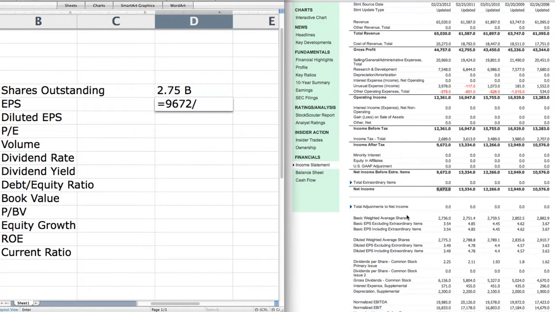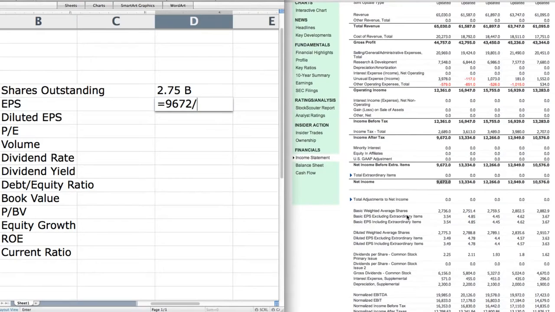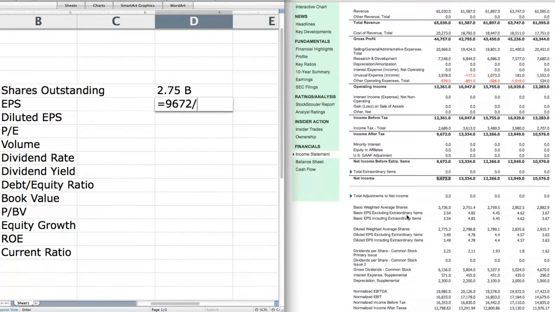So I have to go down and look at how many shares outstanding there are for this company. Here's the basic weighted average shares, which is our number right here for the number of shares outstanding, and that's 2,736. That's actually 2.7 billion shares, but since we chopped the zeros off the net income, we're going to chop the zeros off the number of shares.